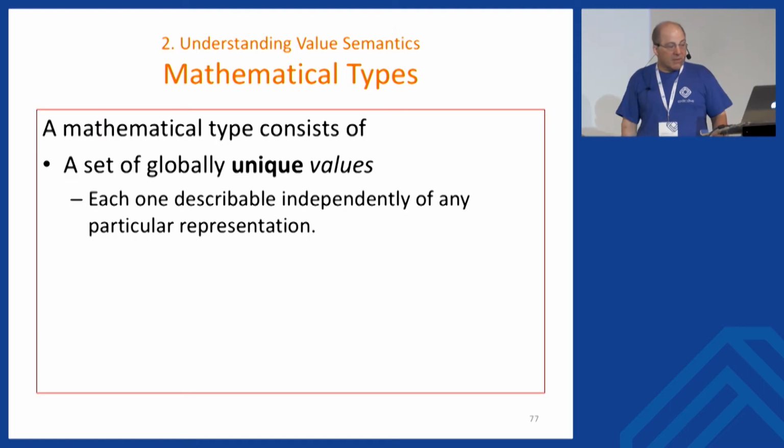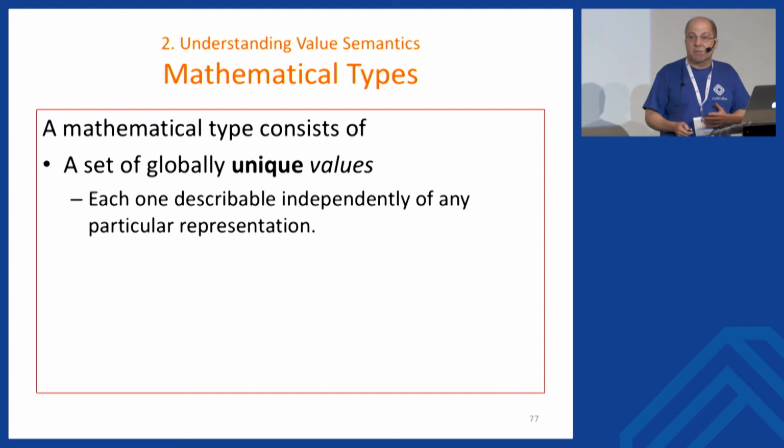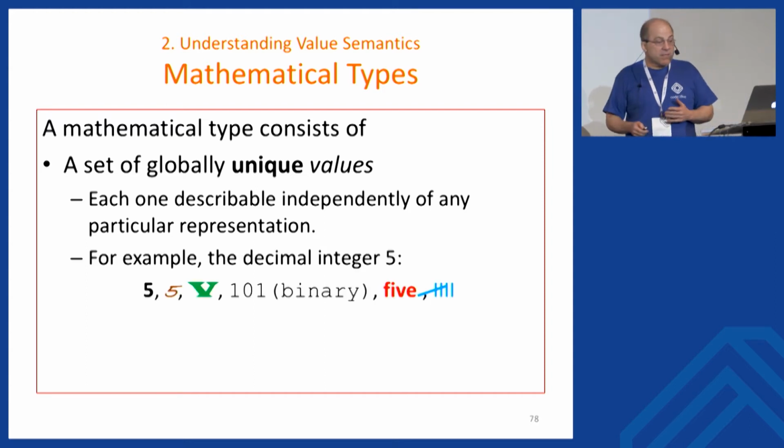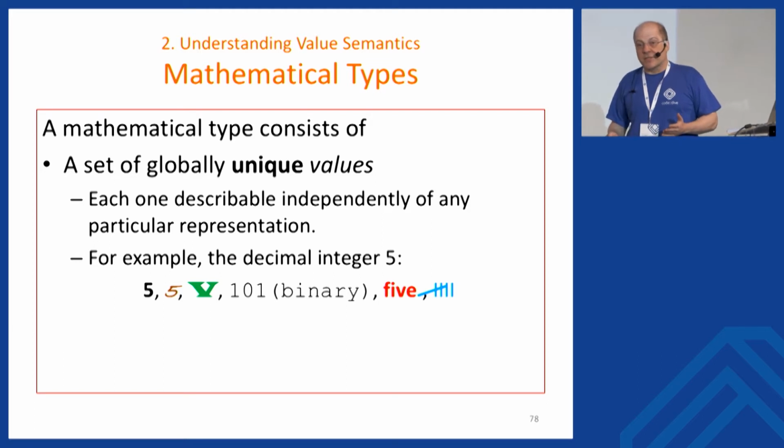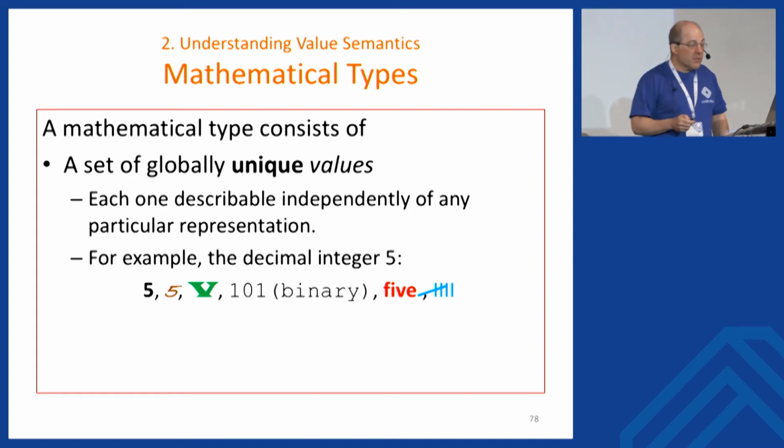But mathematical types. A mathematical type consists of a set of globally unique values, each one describable independently of any particular representation. So, for example, the integer 5. Now, for some of you, this may be hard to imagine, but the integer 5, the value 5, is unique. There's only one of them. Now, does that seem surprising? There's one integer 5. There aren't many of them. There's one. It's a Platonic ideal. There's one. And we can refer to it in many ways.